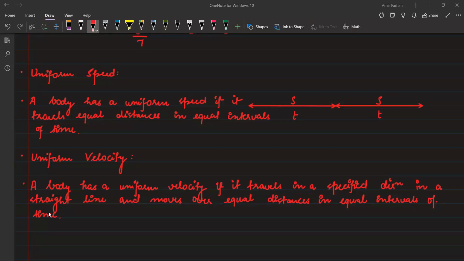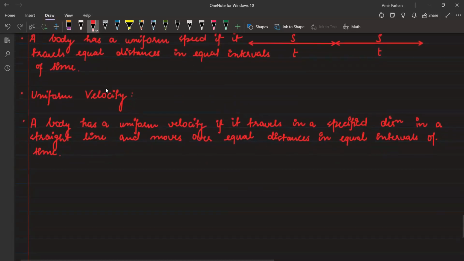So a body has a uniform velocity if it is traveling in a specified direction. If the body changes its direction, then the velocity will not be uniform. The factors that I'm writing in front of you, if any of the factors changes, velocity will also change. Okay.